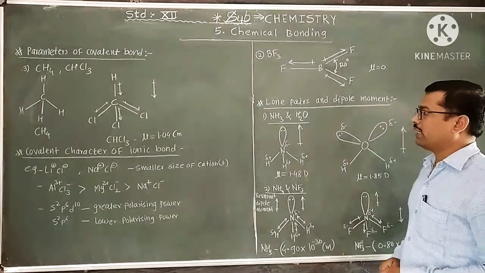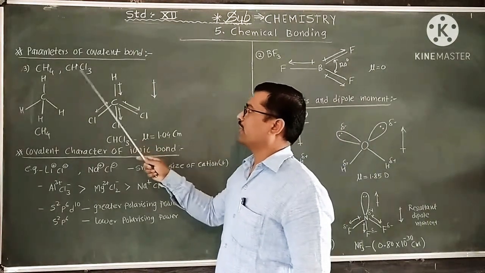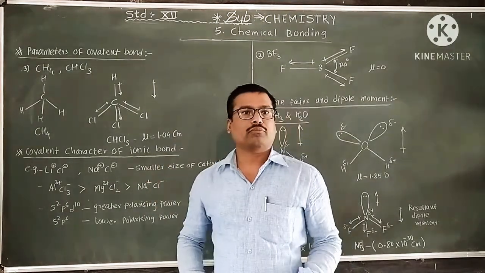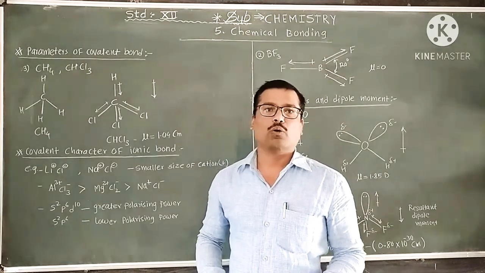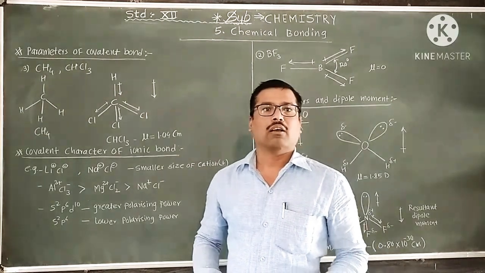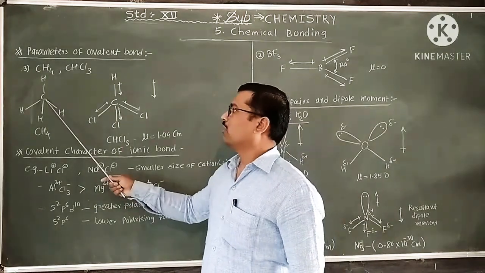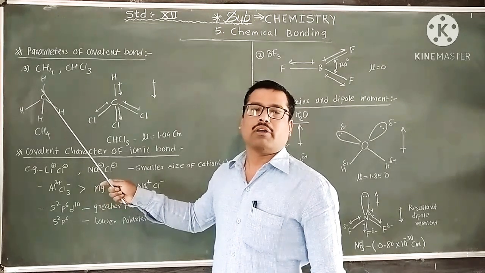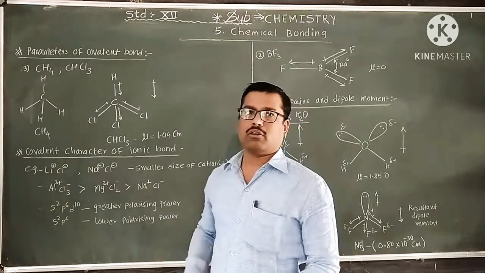Now the third example is methane, that is CH4, and CHCl3. Here in the methane molecule, the central atom carbon has no lone pair of electrons, and the molecule is non-polar. Ya thikani jo central atom aahe carbon, tyamule that having no lone pair of electrons, and therefore it is a non-polar molecule.